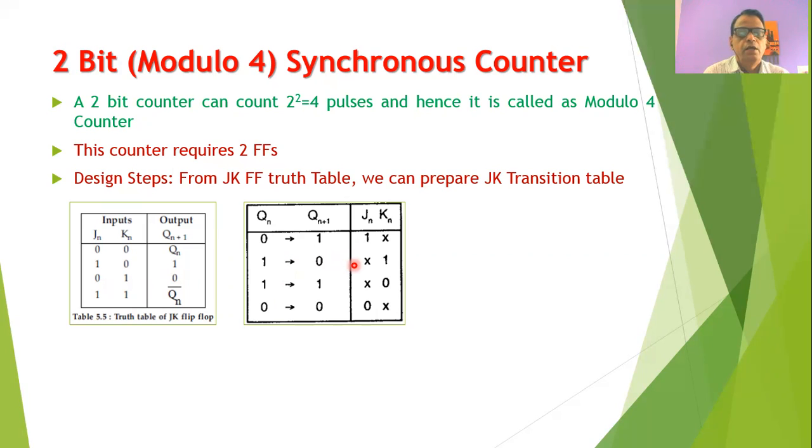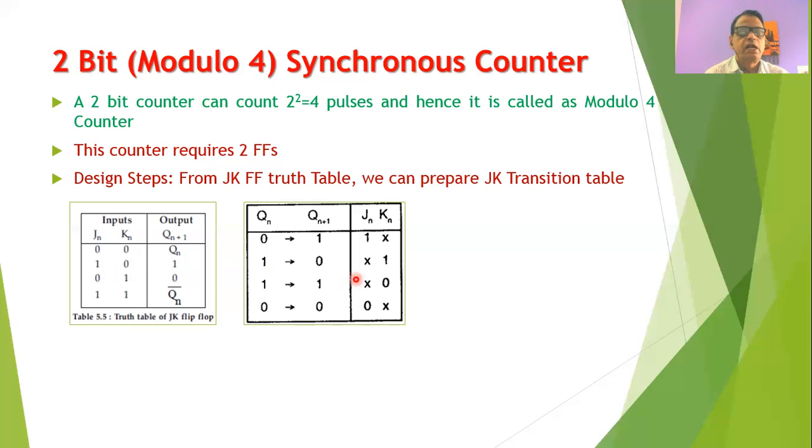Now whenever there is a transition from 1 to 1, then we need to consider the first two possibilities from the truth table. That is, there is a transition from 1 to 1, so there is no change in the state. So j can be 0, k can be 0. And again, we want the output to be 1, and therefore this case is also possible, 1 and 0. So one can easily observe that in both the cases, k is equal to 0, and therefore we can write j x and k 0.